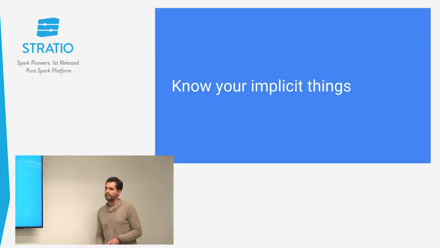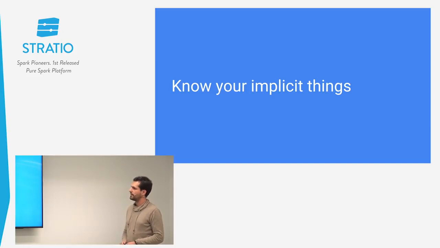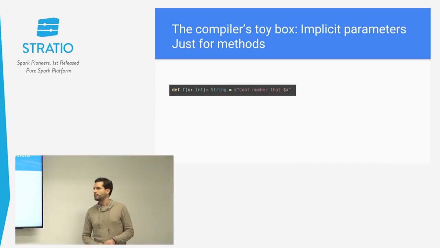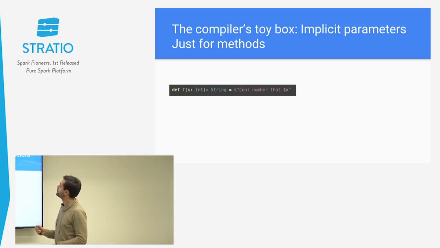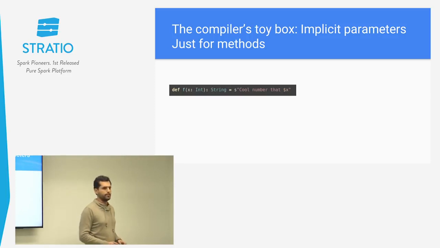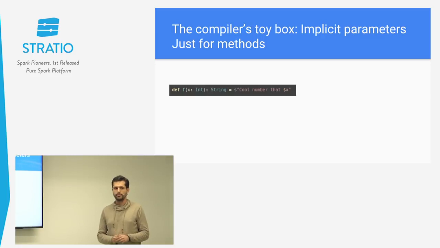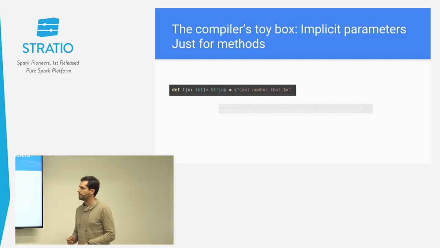So we'll start with the real contents of the talk. Let's know our implicit things. The first implicit thing we have available are the values. Okay, I just forgot. Yes, it's implicit parameters. Okay, you can define a method with a special parameter list, which is usually the last one, which is able to receive an implicit parameter.